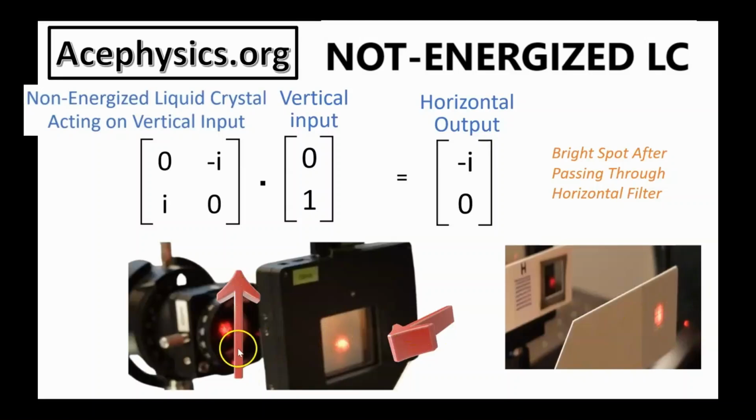When vertically polarized light is incident on a completely unenergized liquid crystal, it's rotated to horizontally polarized light. This is represented mathematically by multiplying the vertically polarized Jones vector by the so-called sigma y Pauli matrix. This produces a Jones vector representing horizontal polarization. The horizontal light passes through the horizontal polarizer and leaves a bright spot.